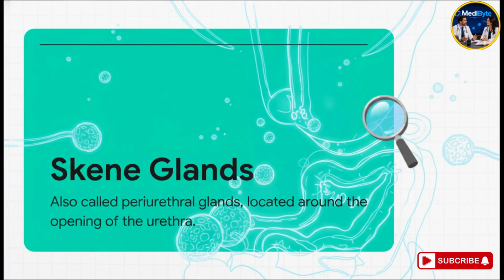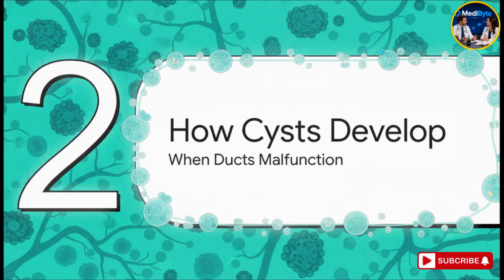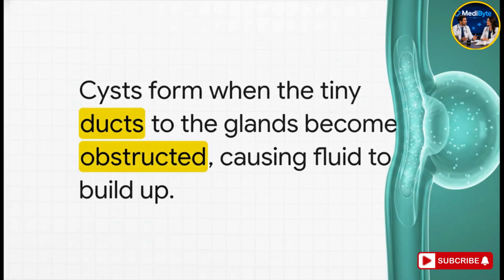Now, these glands are a completely normal, natural part of the female anatomy, but because they're located literally right next door to the urinary tract, if something goes wrong with them, it can directly mess with how a person urinates. Moving right along to section 2, how Skene cysts develop. So here's the deal. A cyst basically forms when a duct gets blocked.